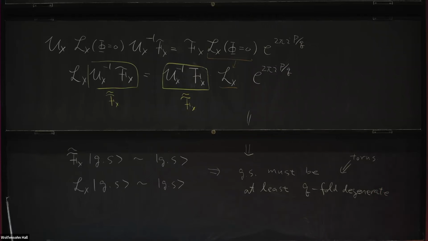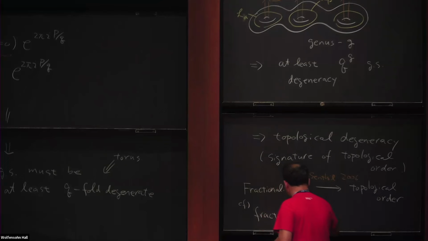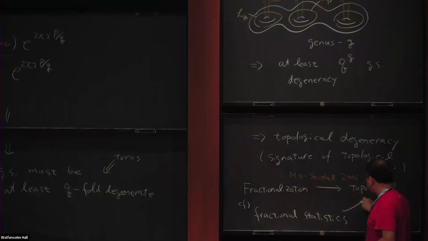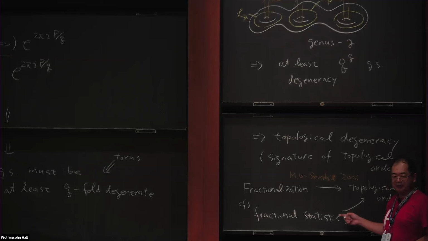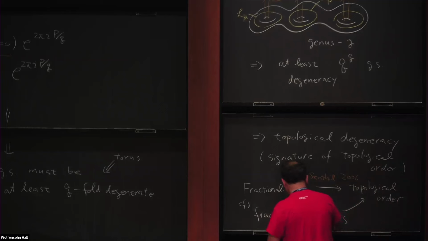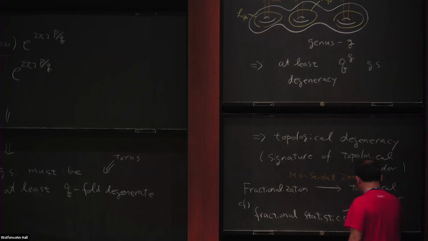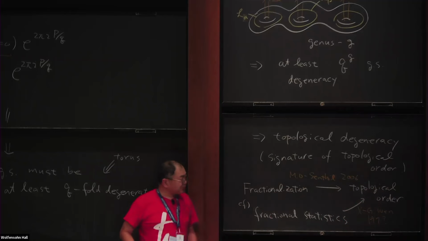So if you just assume the fractional statistics, then in a similar way, you can show that the system must have topological order. And this was shown in a much earlier paper by Xiaogang, I forgot the year, 90 something. So the structure is very similar.